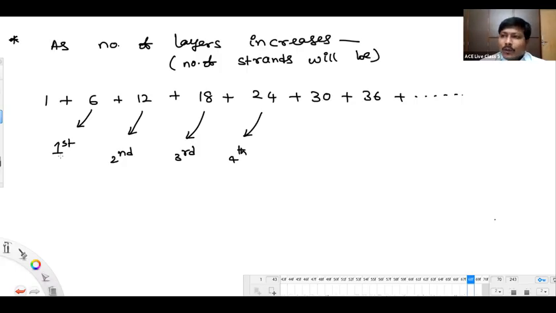All the discussion we are making now is without counting the internal strand as a layer. We are not counting the internal strand as a layer. Only outer layers we are counting as the number of layers. That's the meaning. Let's move ahead to the present discussion.